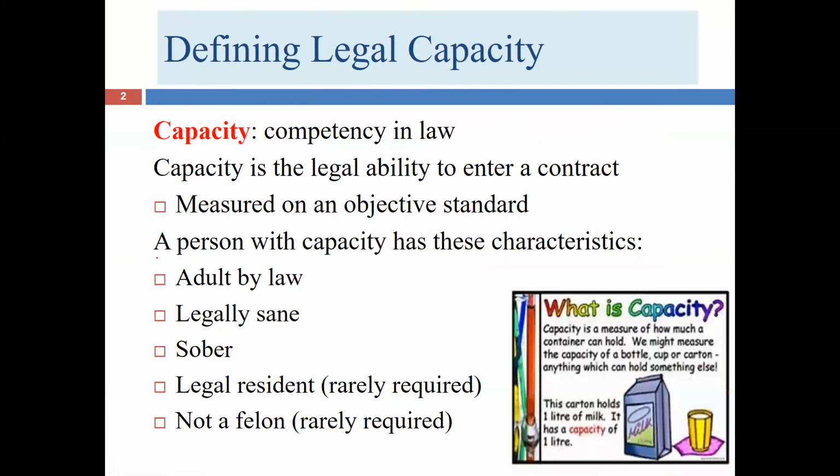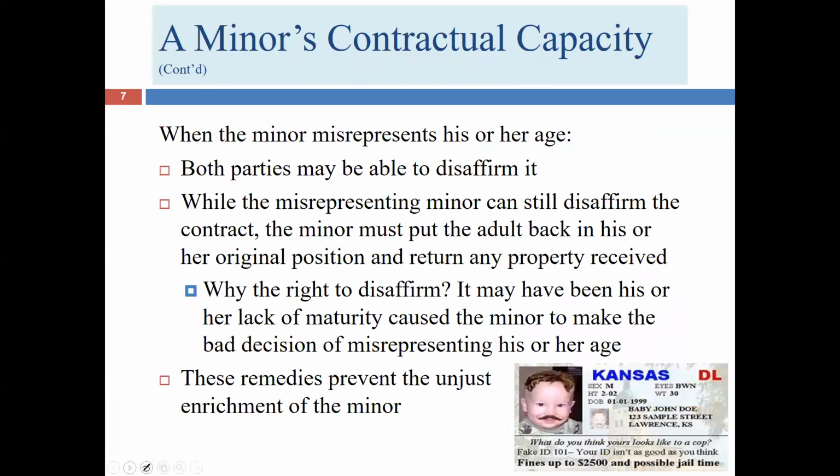Oops, here we go. So now we've talked about adults by law during our first lecture. Legal insanity also being a requirement. We covered that in our first lecture. We've covered the issue of sobriety. And of course, all the things that we talked about in terms of ratification and disaffirmance also apply to sobriety. And now we're going to talk about legal residence. Now, this one is not a common one to be an issue.